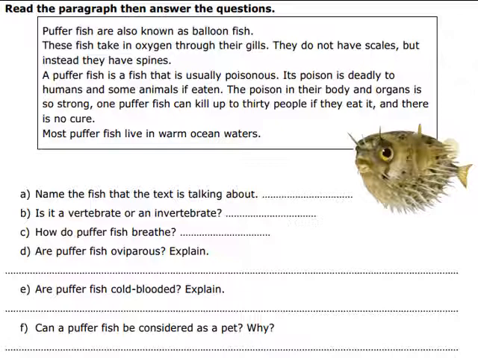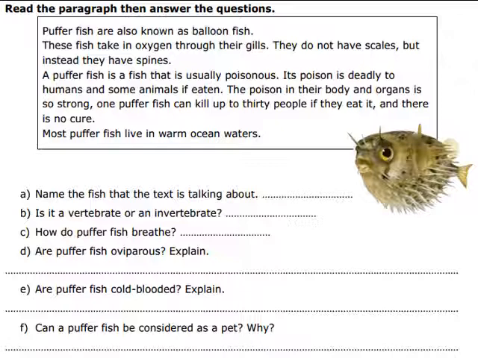It's vertebrate. Is there any need to write the answers? No. I will give you the solution once we're done, okay? How do pufferfish breathe? With their gills. Are pufferfish oviparous, guys? Yes, because they lay eggs. All fish lay eggs. You must tell why. You must explain. Why are they oviparous? Because they lay eggs.